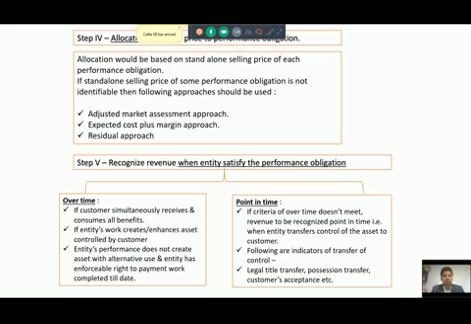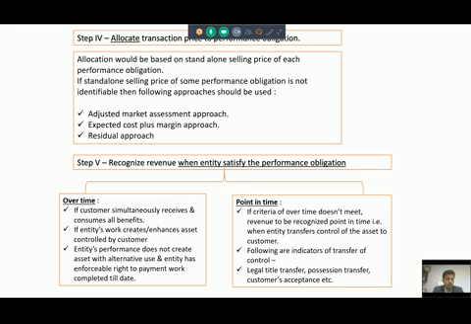In the second approach, that is the expected cost plus margin approach, you are not able to find out the market price of the AMC. So you will find out the cost of providing this AMC service, and you will add a margin to this AMC cost. After adding a margin you will be able to find out a transaction price for the AMC part, and then with a residual approach you can find out the transaction price for sale of TV.